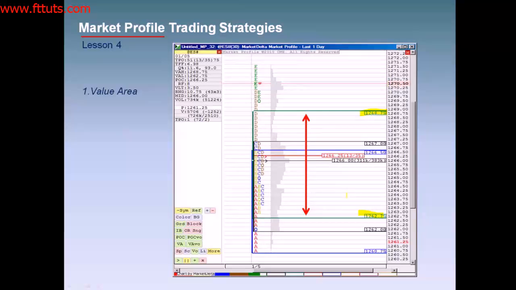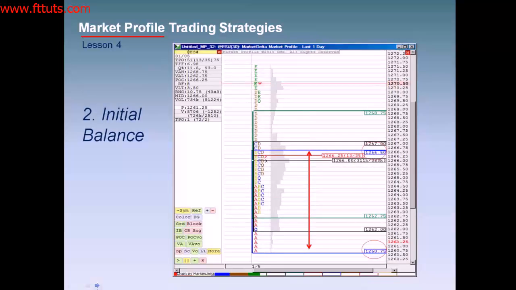So our value area here is defined by the price range from 1262.75 all the way up to 1268.75. That defines for us our value area. Here they are again, 1262.75 all the way up to 1268.75.